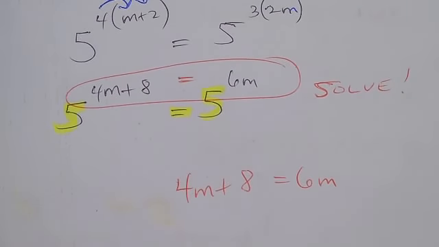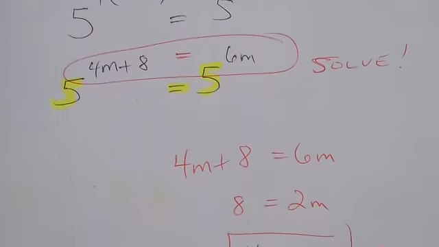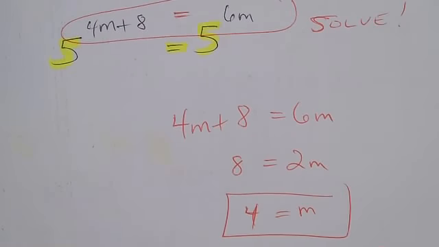All right, so you should have, how do you solve this? How do you solve 4m plus 8 equals 6m? 8 is equal to 2m? I got 4. Oh, you got it right. All right, you got it. All right, that's it. I'll stop the video.